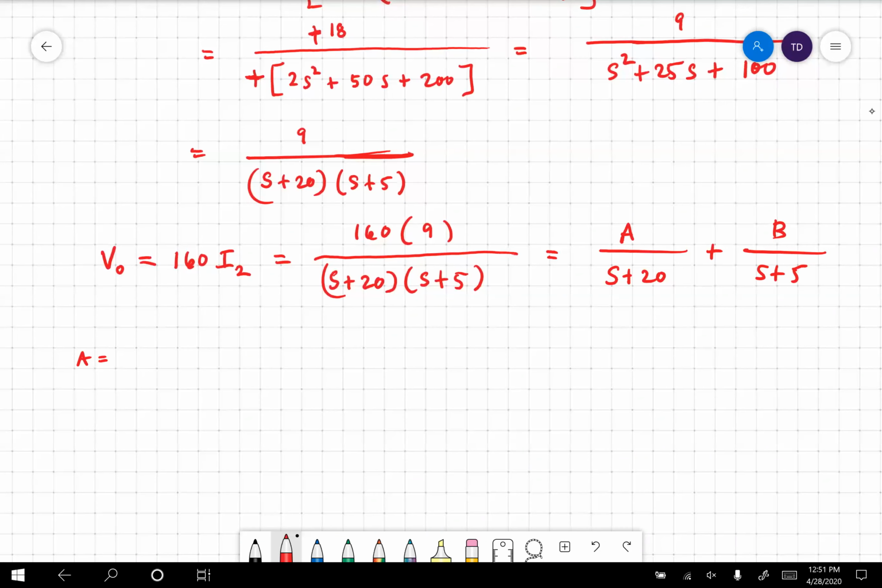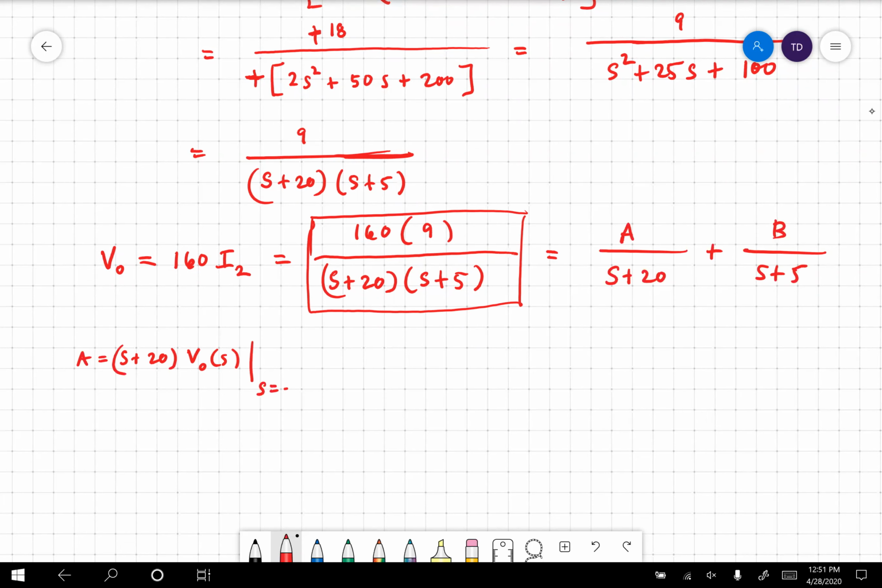A equals s plus 20 times V0 of s. Actually, this is the answer to part A. That's V0, evaluated when s equals minus 20. So for clarity, I think some of you are a little confused about what's going on when we do this. What we're doing is multiplying this by A's denominator. That's the only term that disappears, the s plus 20. All the other terms remain.